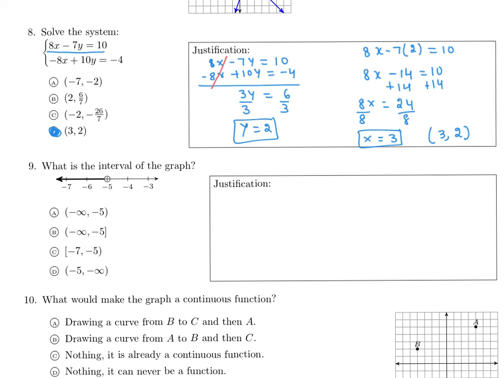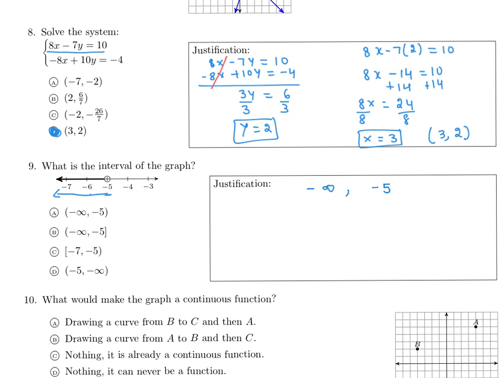So for number 9, you're going to find the interval of this graph. It's starting from 5 and it's going to go in this direction forever. So we always write from left to right. The left end of this arrow means that it's negative infinity. So the left arrow is negative infinity and it's stopping at 5. So we can see that the left end is negative infinity and the right end is 5.